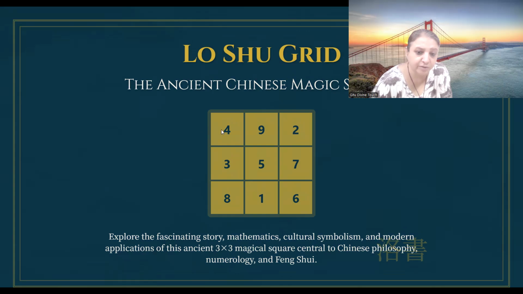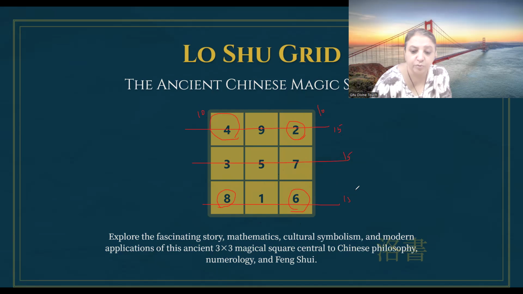The reason for magical square is when you add 492, you'll get 15. 357 is also 15. 816 is 15. And if you add 438, it is 15. 951 is 15. And 276 is 15. Another magic is when you add corner numbers 8 and 2, you'll get 10. Here you'll get 6 plus 4 is 10. So we got 15 in all rows, 15, 15, 15.